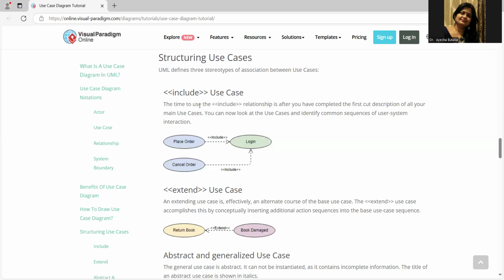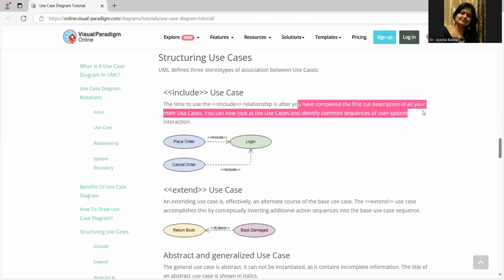Here it is asking what this includes. UML basically defines three stereotypes of association between use cases, so we will see what these stereotypes are. First is include. The time to use the include relationship is after you complete the first cut of the description of all your main use cases. You can now look at the use cases and identify common sequences. As I said, first make the basic one. Once you have made the basic one, you see how it can be bifurcated.